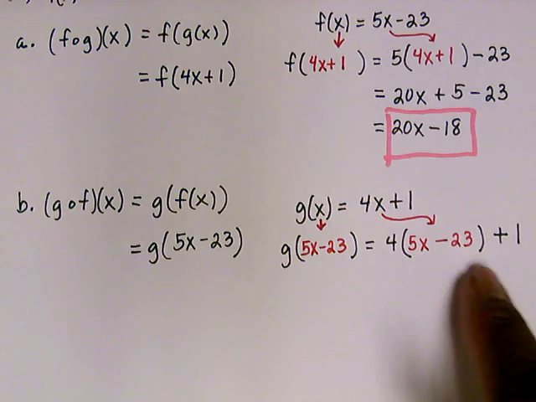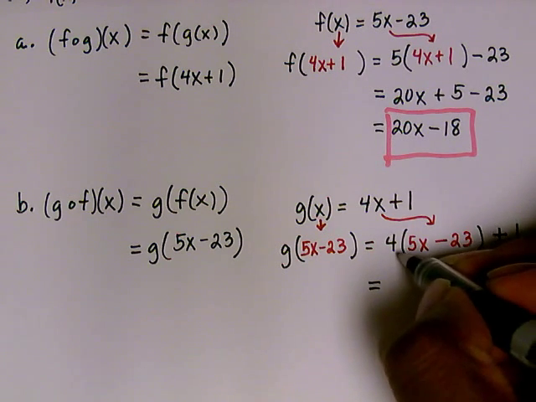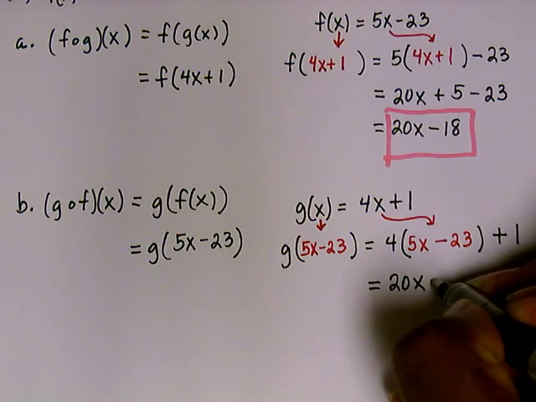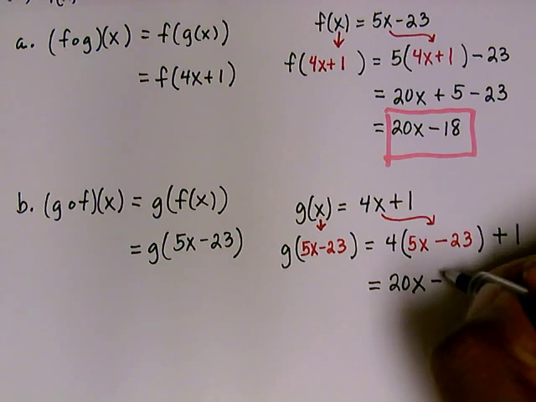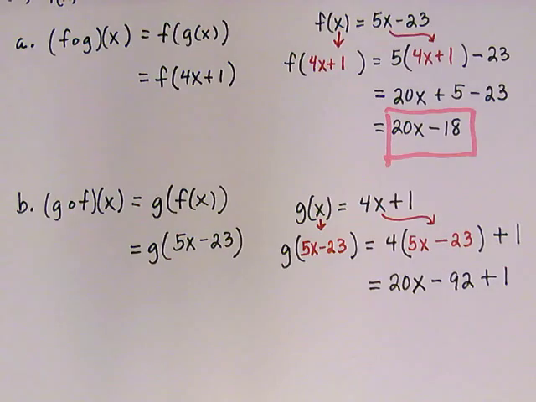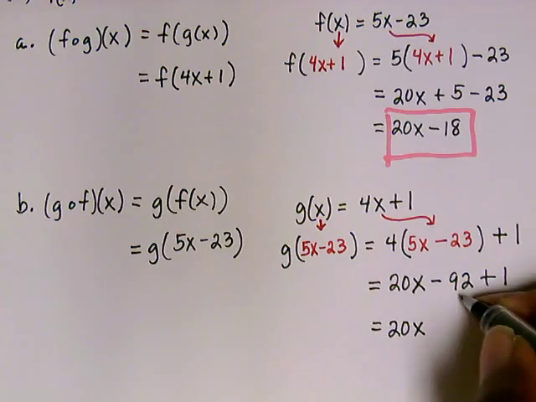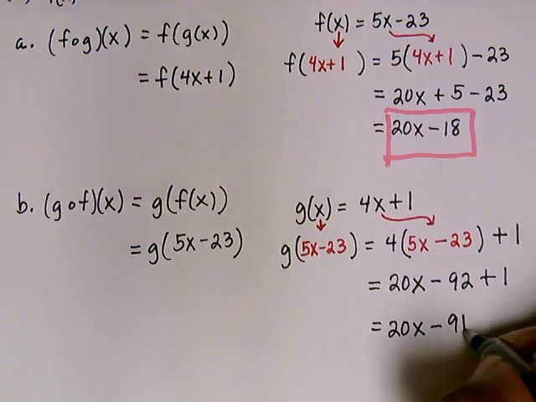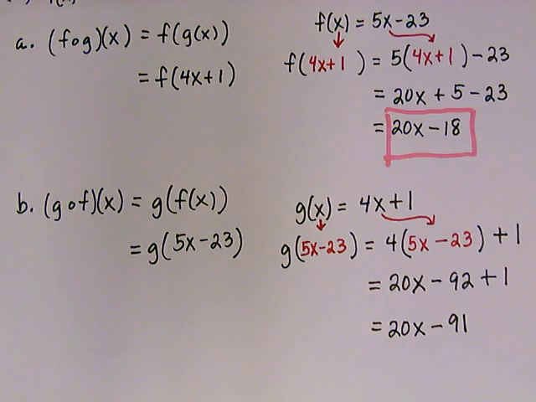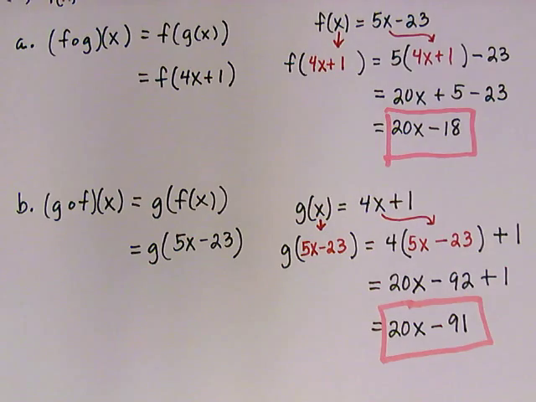Now I'm going to simplify all of this here. In this case, use the distributive property. 4 times 5x, that's 20x, minus 4 times 23, that's going to be 92, well, minus 92, and then plus 1. Bring down the 20x. Negative 92 plus 1 will be a minus 91. So the composition of g with f of x would end up being 20x minus 91. So this will be your final answer here for part B.